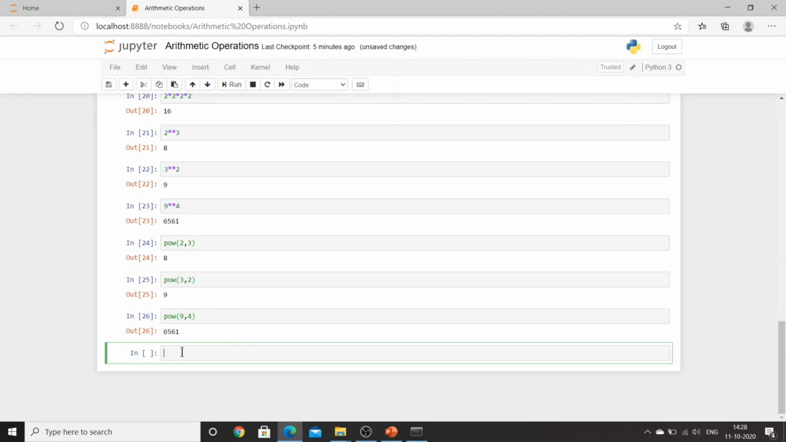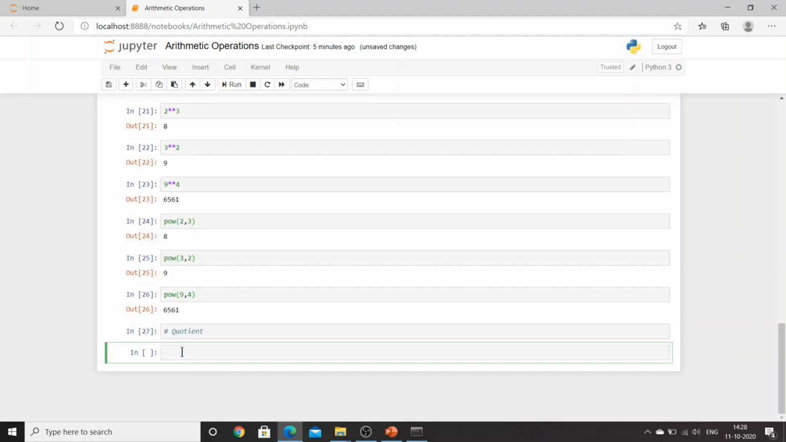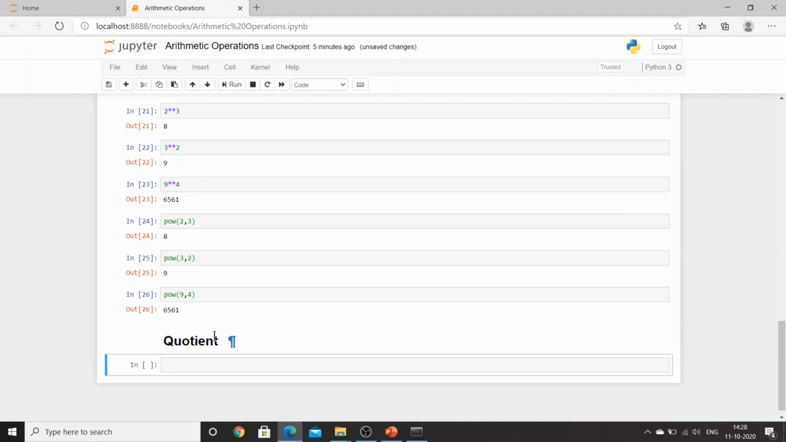Try, practice it, try as much as possible. If you find any issues, if you are not able to do anything, just let me know. Okay, moving to the next part, which is quotient. So what is quotient? I'll just make it more visible. Okay, now what is quotient?